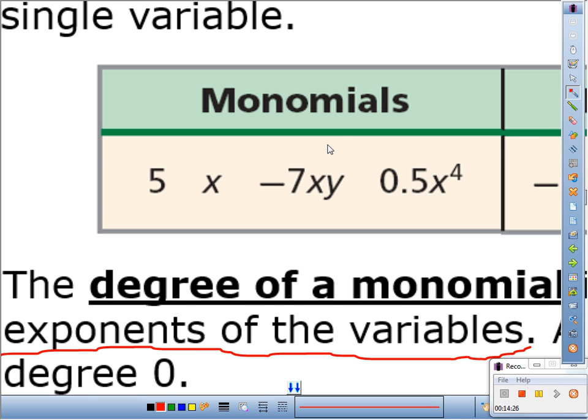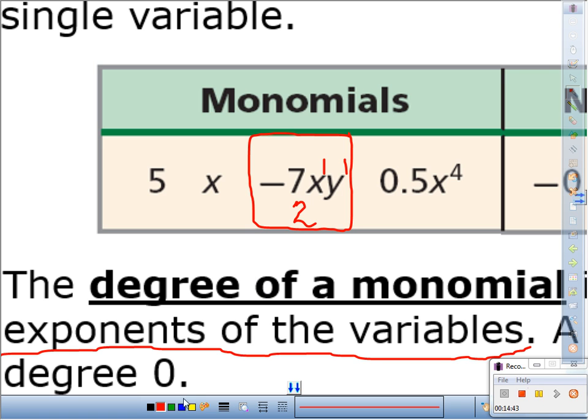Look at this monomial. To find out the degree of this monomial, I need to know the exponents of the variables. What is the exponent here? How about here? So this is to the 2nd degree. This is a monomial to the 2nd degree. Are we there so far?